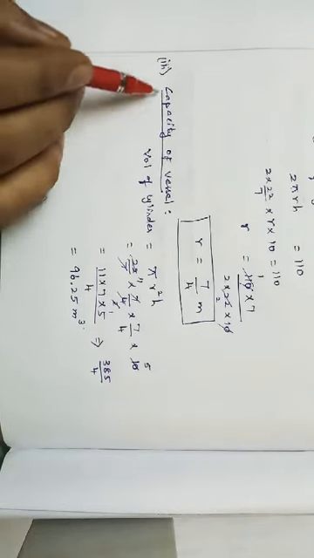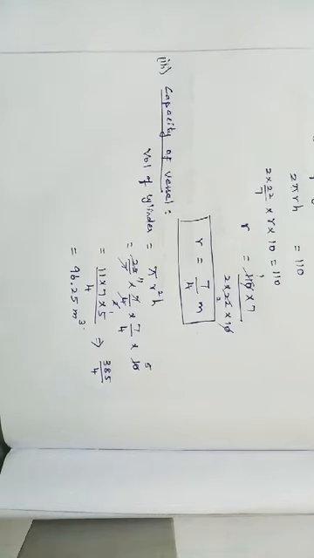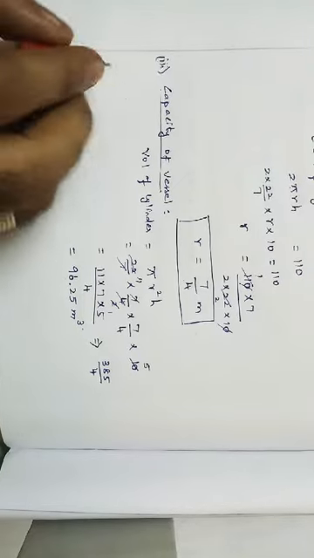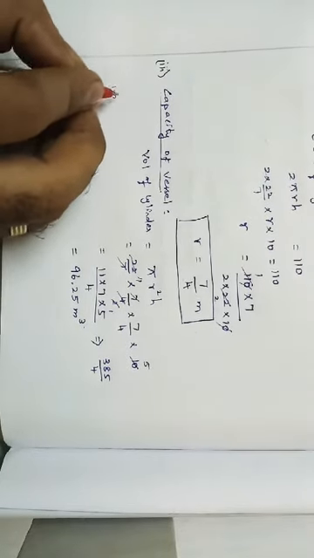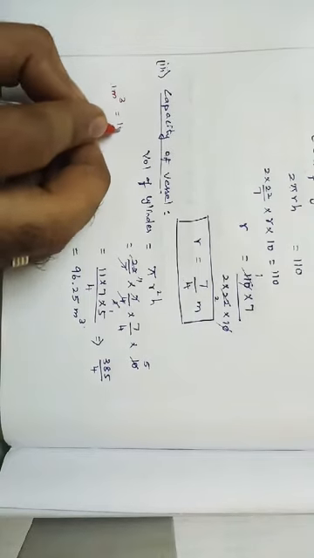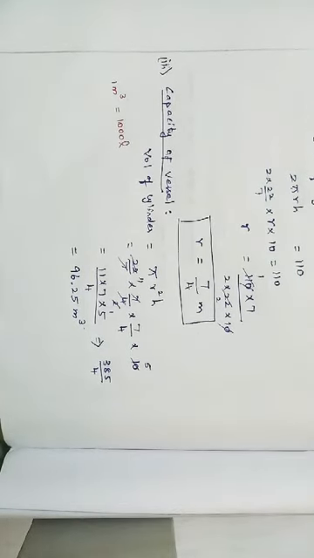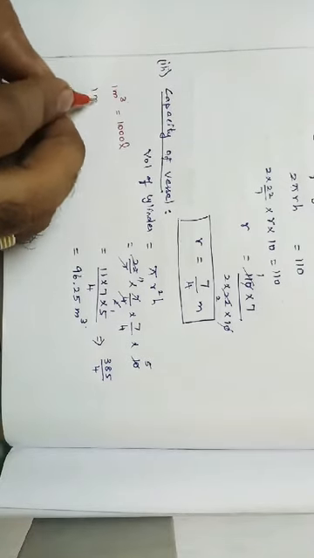But they are asking capacity, right? One more thing. Already we know, while we were starting the volume, that time itself we have discussed that 1 meter cube is equal to 1000 liter, right? Already we know that 1 meter cube is equal to 1000 liter.